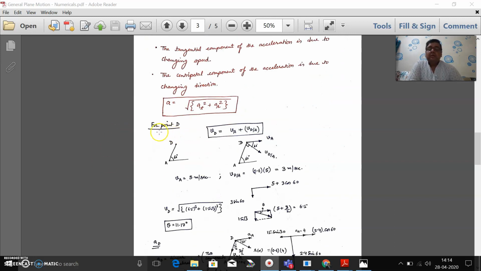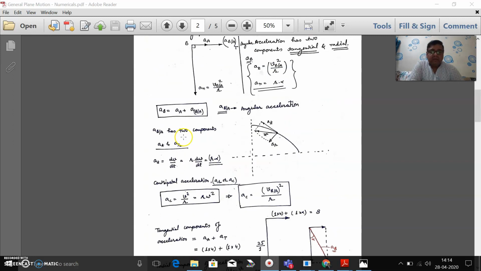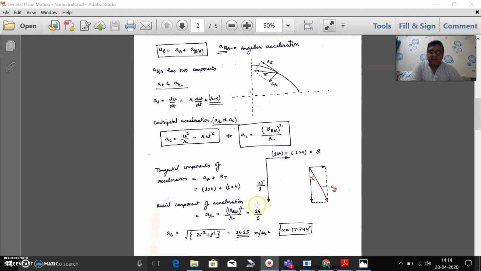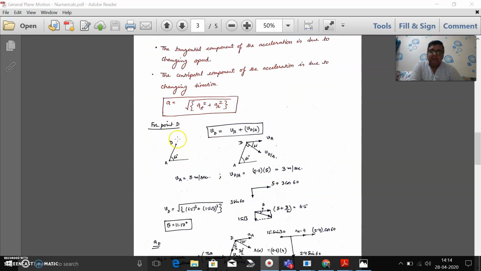Okay, so let us first do the analysis for point D again. Whenever we have to do the analysis for point D, again for velocity also we have to follow the same approach. Same approach means velocity of D is equal to velocity of A plus velocity of D with respect to A. Let us see. Velocity of D is equal to VA plus velocity of D with respect to A. Now A will go forward. A will move in the forward direction.